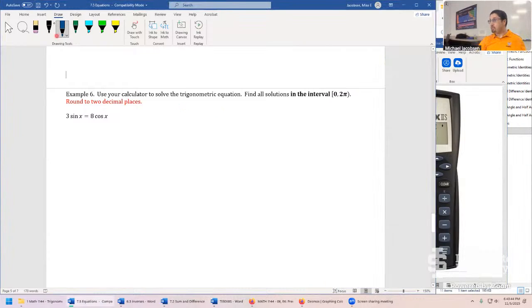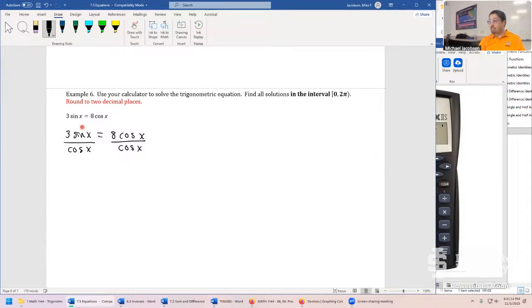So first thing we'll do before we even begin to use a calculator is make this one trig function. We have a sine x and a cosine x, and that's no good to us. But here's a really cool trick. If you need to make this one trig function, you can just take 3 sine x equals 8 cosine x, and just divide that whole thing by cosine x.